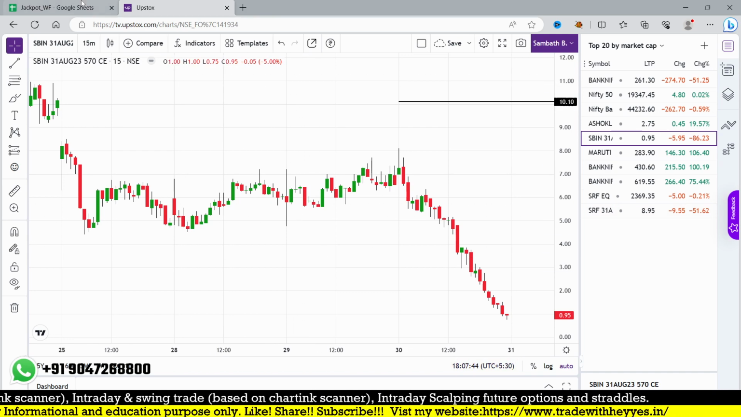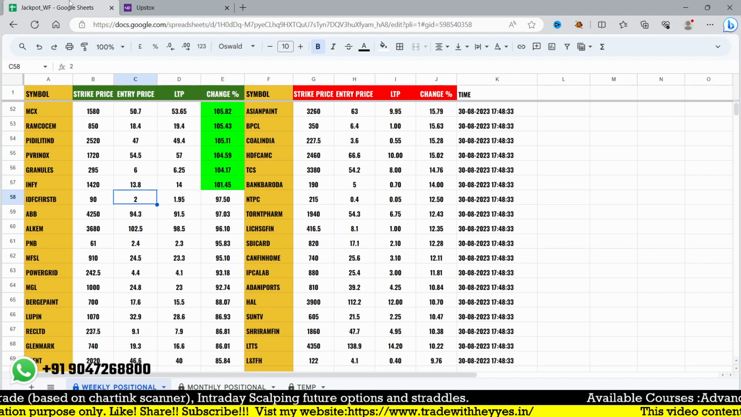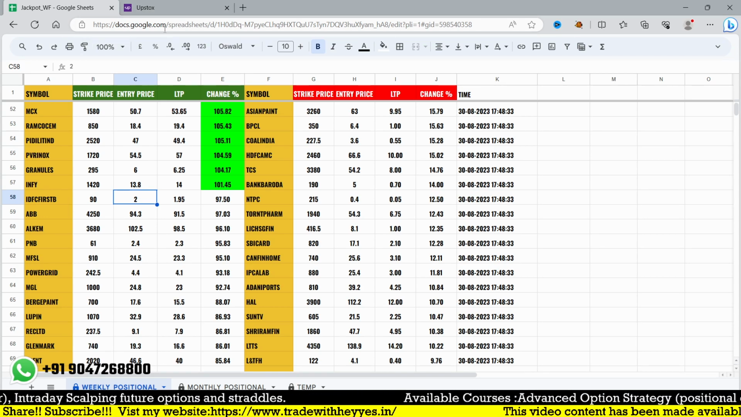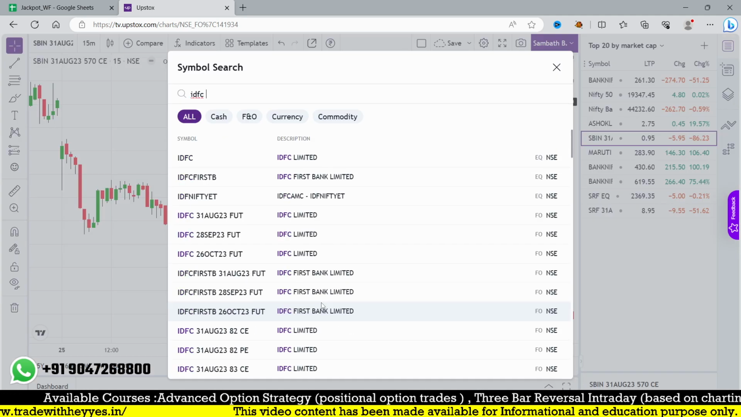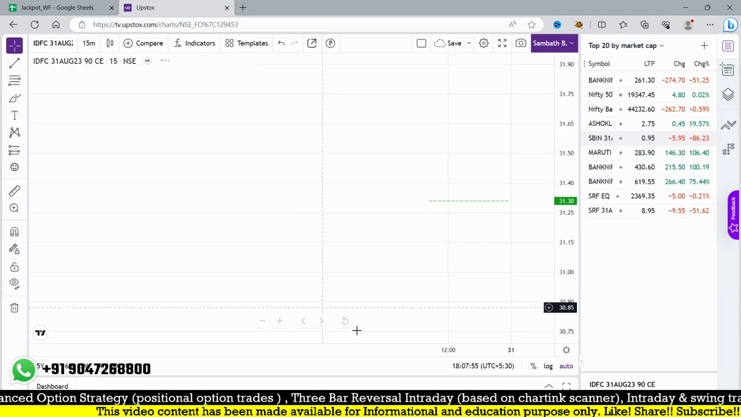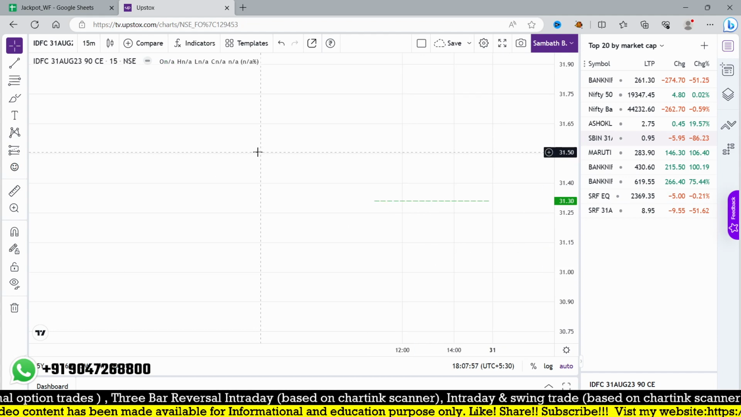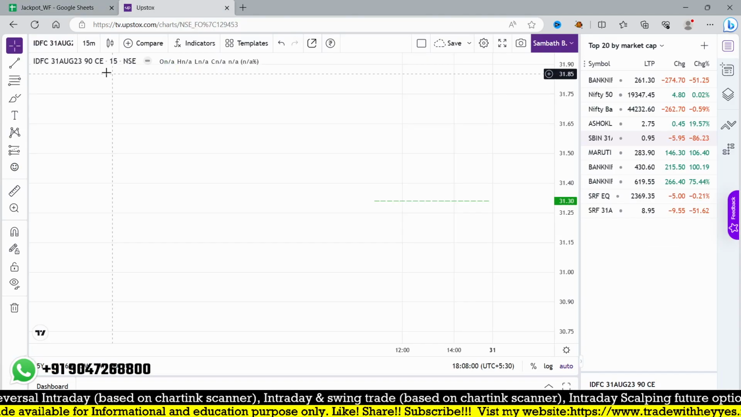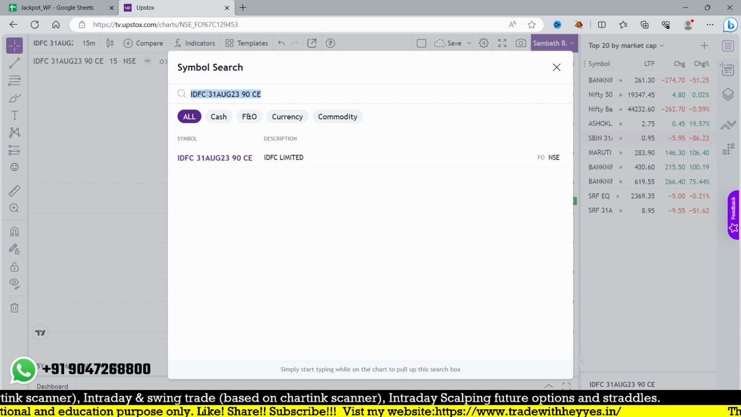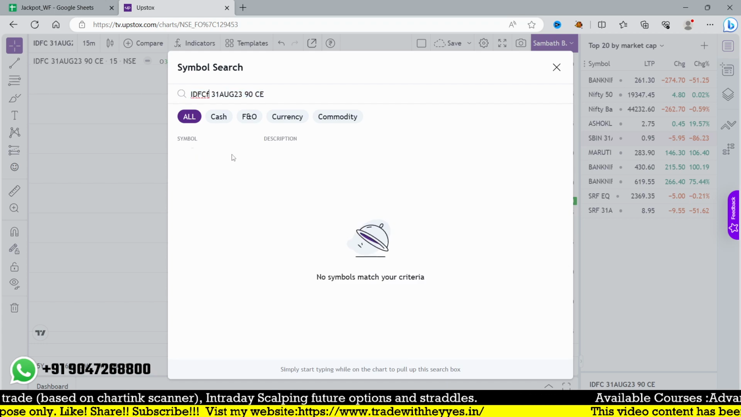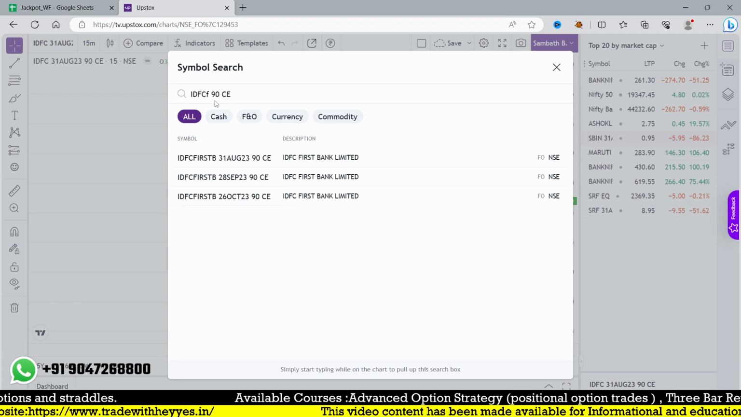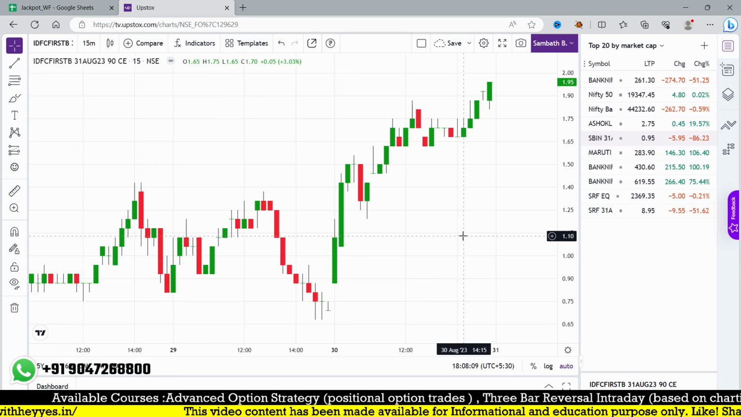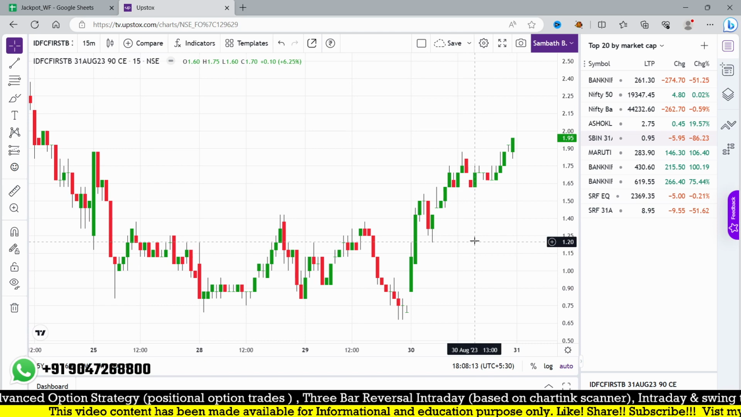Okay, so the concept is IDFC 90 call option. It's a weekly trade. Weekly trade simply means it starts from Monday and runs to Friday. I'm going to focus on IDFC First Bank 90 call option. That should be the strike price. Look at this, IDFC First Bank, this is the 90 call option.